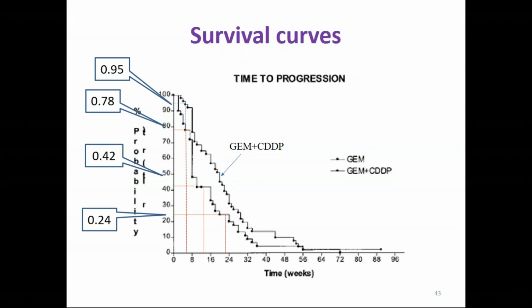And we would do the same in the combination group. So at 6 weeks, it's around 0.95. 13 weeks, it's about 0.65. And then 22 weeks, it's about 0.39. So we would extract all of that information and input that into the spreadsheet, which I'll show you later.